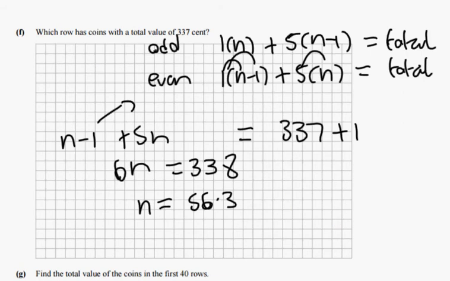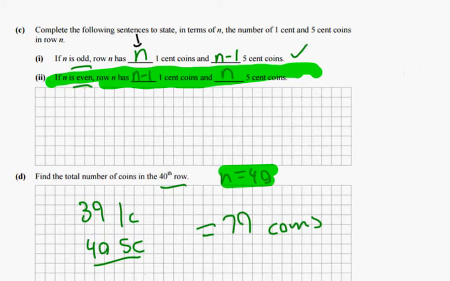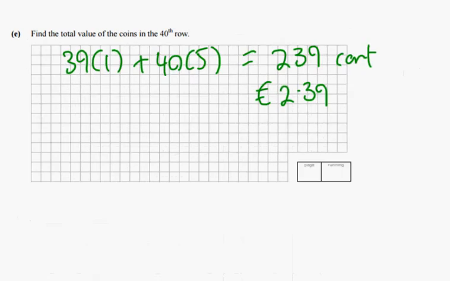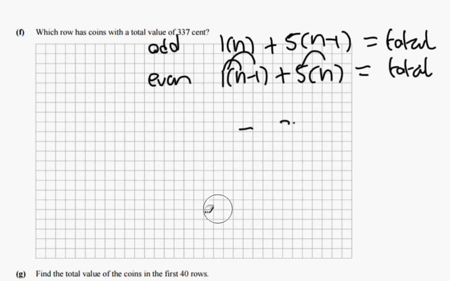Rows go up in ones. If you go back to the start of the question, row 1, row 2, n equals 1, n equals 2. Row 3 is n equals 3. Row 4 is n equals 4. There's no such thing as 4.3, 4.5, 4.7. Doesn't exist. That means I chose the wrong one. It's definitely not even. So if it's not even, the only other chance that leaves is that it's odd.